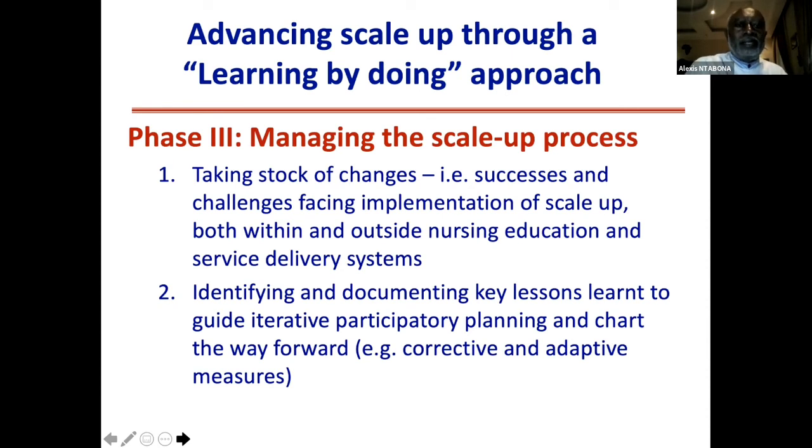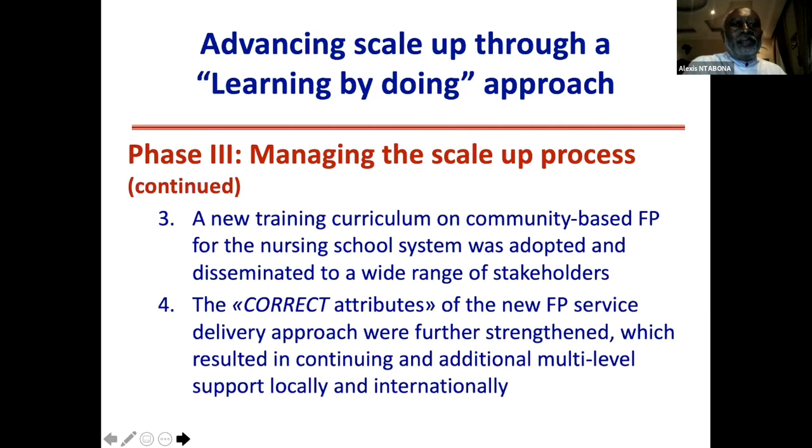Next slide. The third element which needed to be monitored very clearly was: has a new training curriculum been effectively done, and how is it being adopted in the nursing school system?